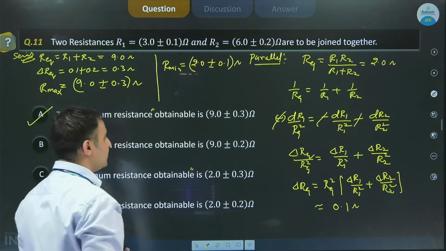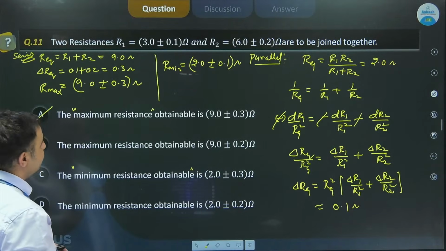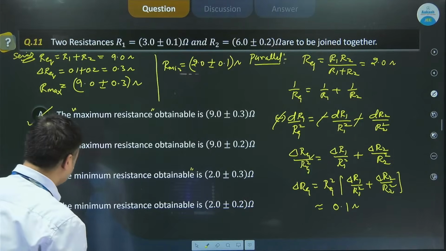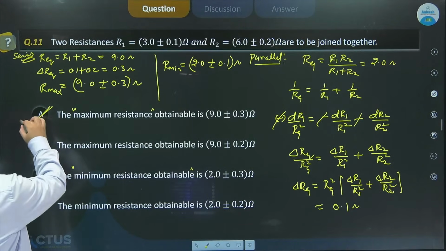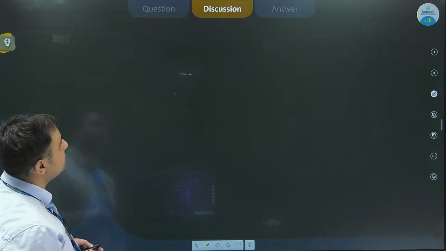Now let's check the answer. Let's check the options. 2.0 plus minus 0.3 is incorrect. 2.0 plus minus 0.2 is also incorrect. So only one option is correct. So only A should be the answer here.